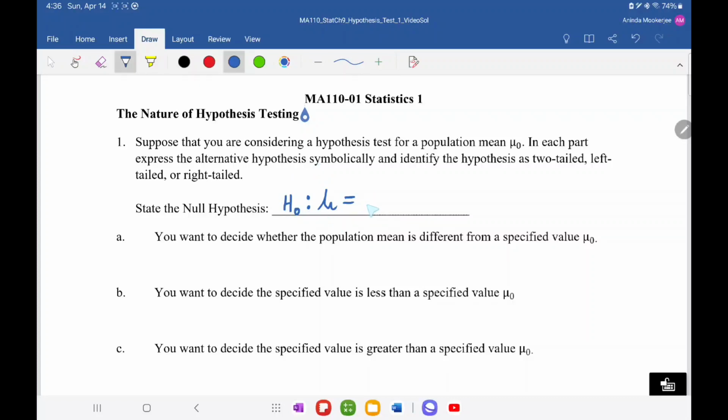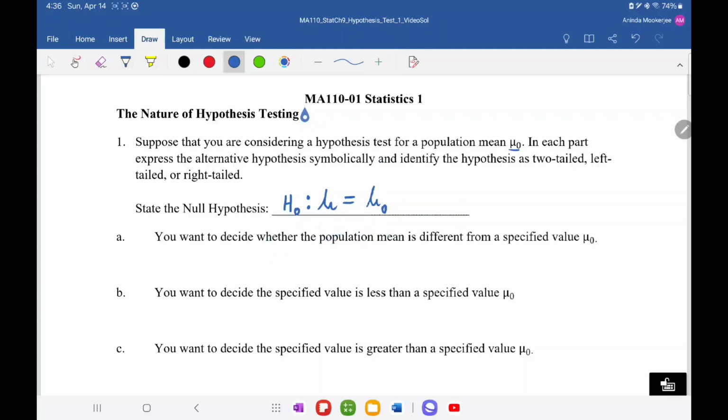So mu equals, now, if we had a specific problem to work with, then we would put a value of the null hypothesis mean here. But because we don't have a specific value here, we have to leave it in general terms. So I'm just going to put this mu value, mu sub 0. All right, so this is how you state the null hypothesis.